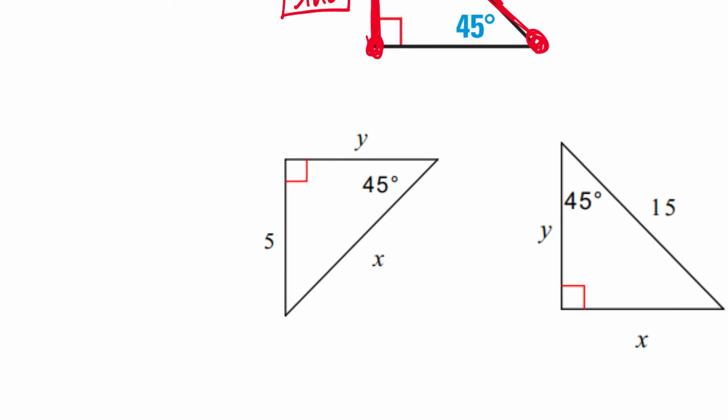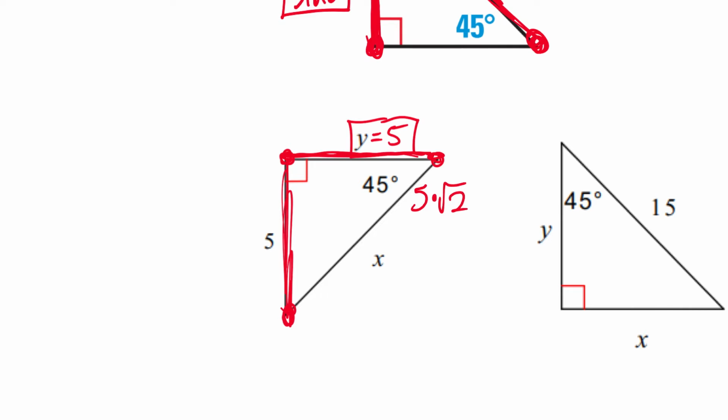So on this first one right here, this side right here is 5. From here to here is 5. So how long is this side going to be right here? It's going to be 5 also, because the two legs are always equal. So that's just 5. Okay, and so to find this side right here, what are we going to do? Yeah, multiply by the square root of 2, just like what this thing said right here. So I'm going to do 5 times the square root of 2.